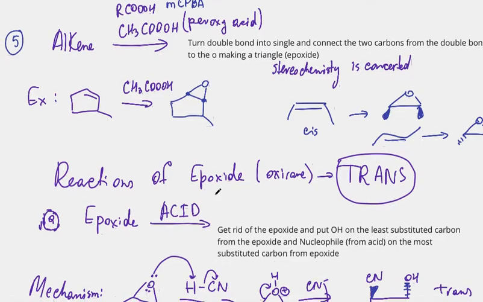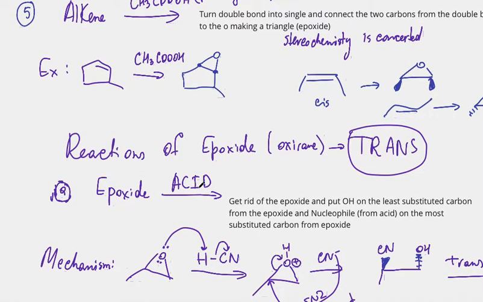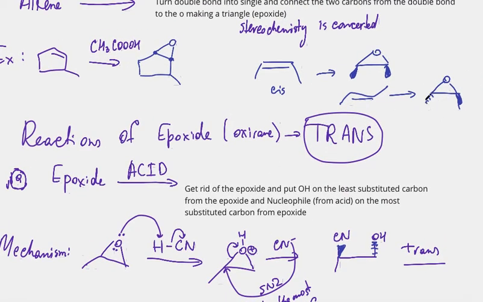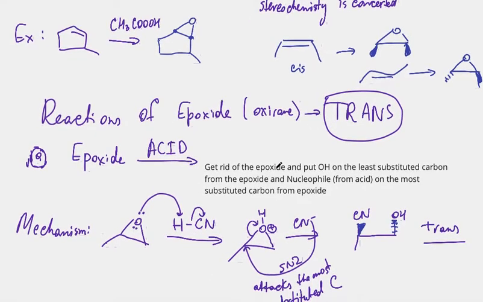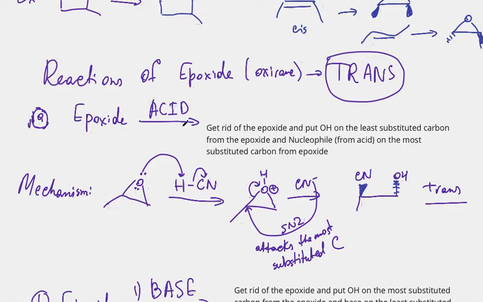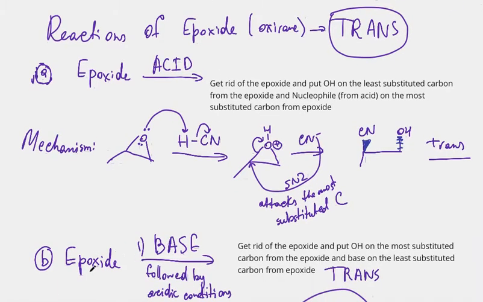Once you make an epoxide, there are more reactions that could happen with your epoxide. So once you make an epoxide, you could stop there, or your professor could give you more reactions with an epoxide. There are 2 types of epoxide reactions. The first type is epoxide reacting with an acid, and the second type is epoxide reacting with a base.